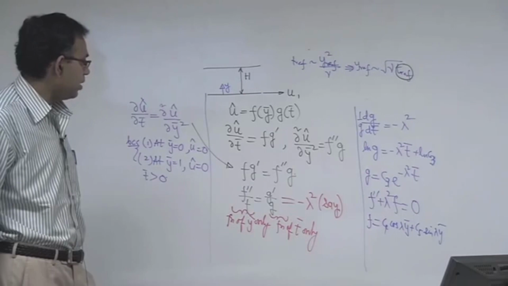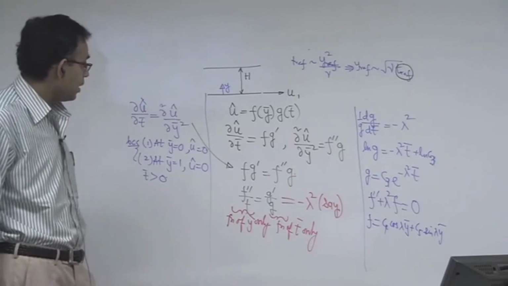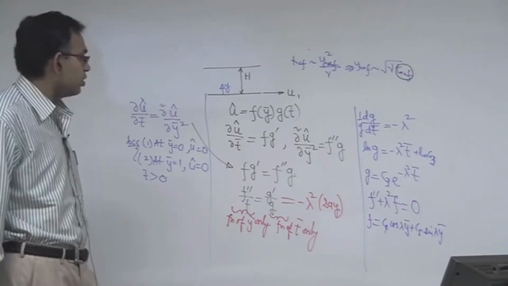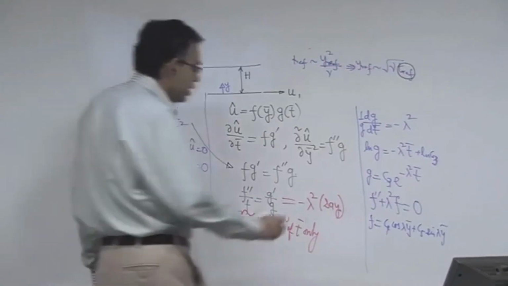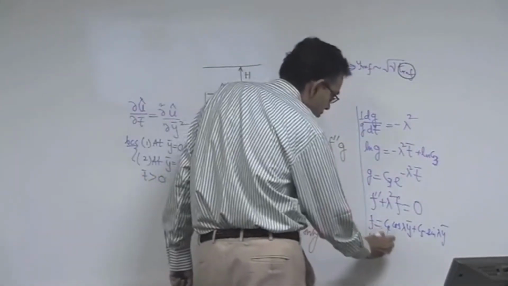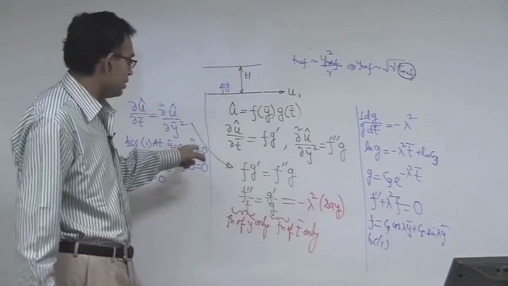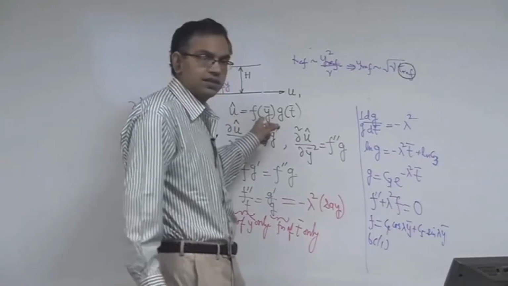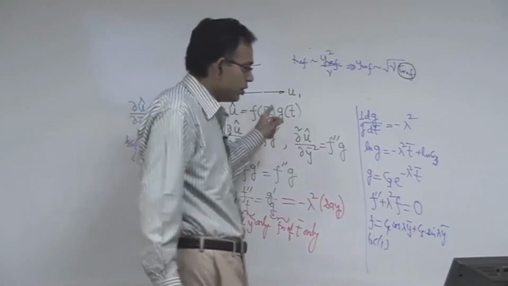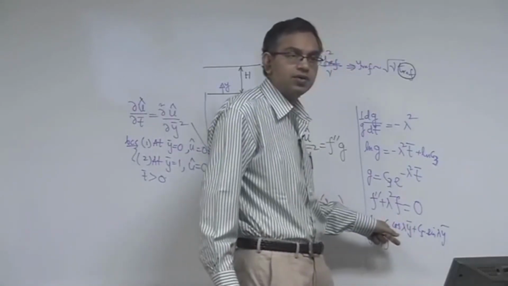Now, let us apply the boundary conditions. At y equal to 0, u equal to 0. So, boundary condition number 1, at y equal to 0, u hat equal to 0 means f is equal to 0. So, f is equal to 0 at y equal to 0 means C4 must be equal to 0.